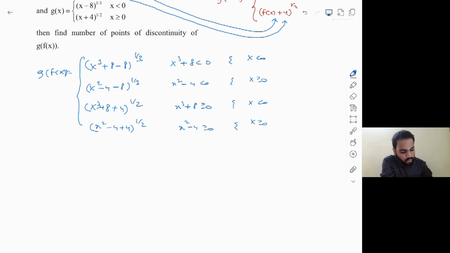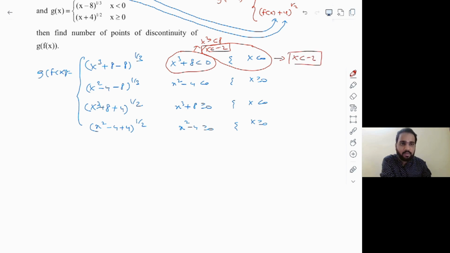Now you know what to do very well, because this is x cube plus 8 less than 0. If you simplify, what would you get? x cube less than minus 8, that is x less than minus 2. So you should take the common part of x less than minus 2, your answer, and then x less than 0. So what is the common part? Clearly x less than minus 2. That's your first interval. Then what is the meaning of x square minus 4 less than 0? That is x belongs to minus 2 to 2, and simultaneously x must be greater than or equal to 0. So what's your common part? Obviously x belongs to 0 to 2.